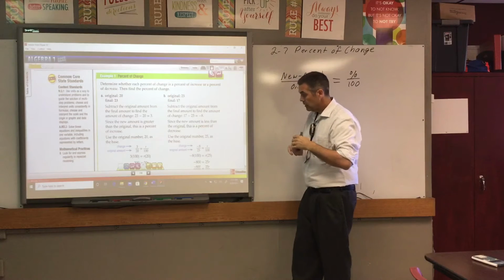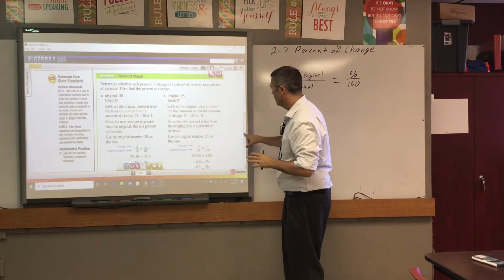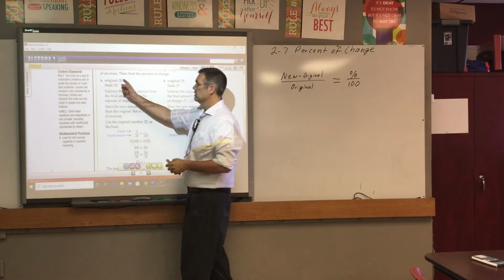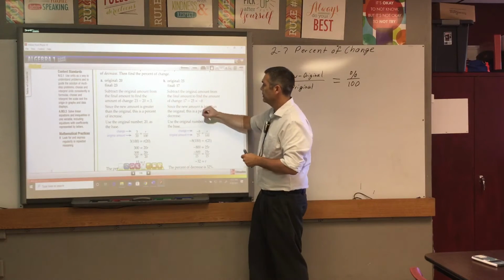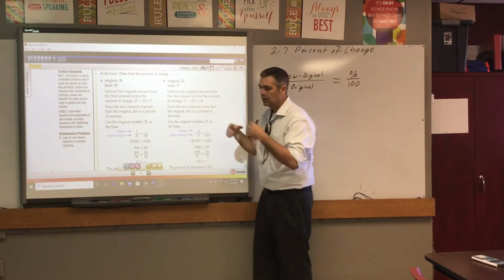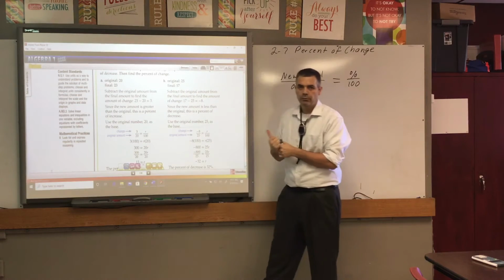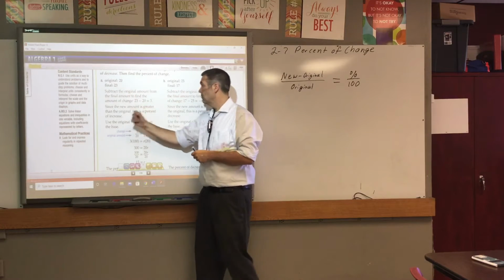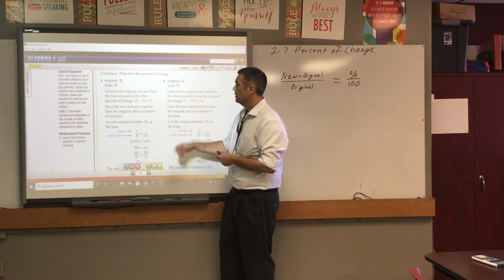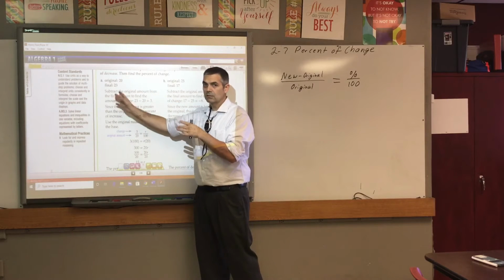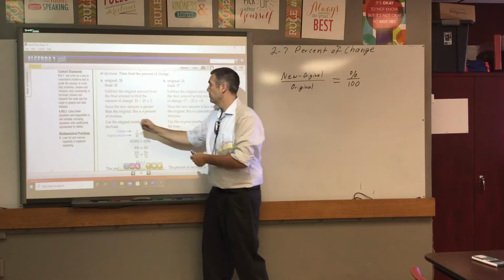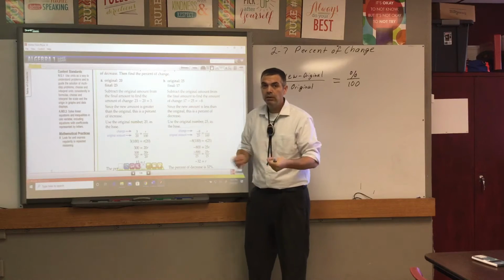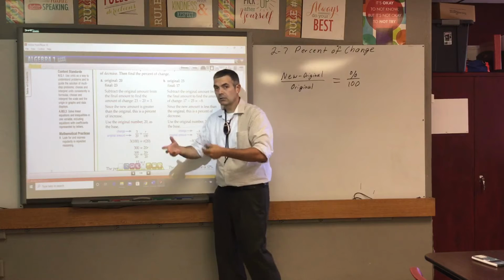Now, what they've done is they've set up two different problems here. They've got one over here, the original 20, the final 23, and then over here they've got the original 25 and the final 17. When they say final, that's the new. So they've got the new minus the original, the new minus the original. This is an increase because the new is greater than the original. This is a decrease because the new is less than the original. That's a quick way to tell whether you're looking at an increase or decrease.